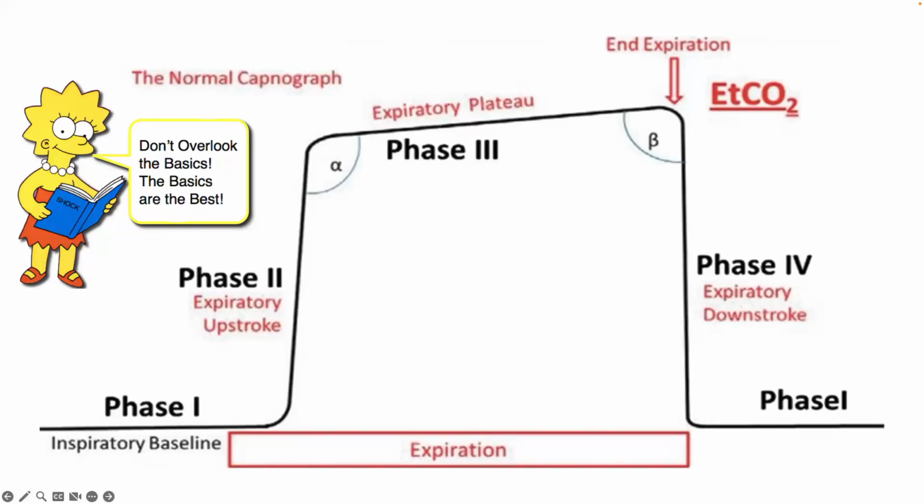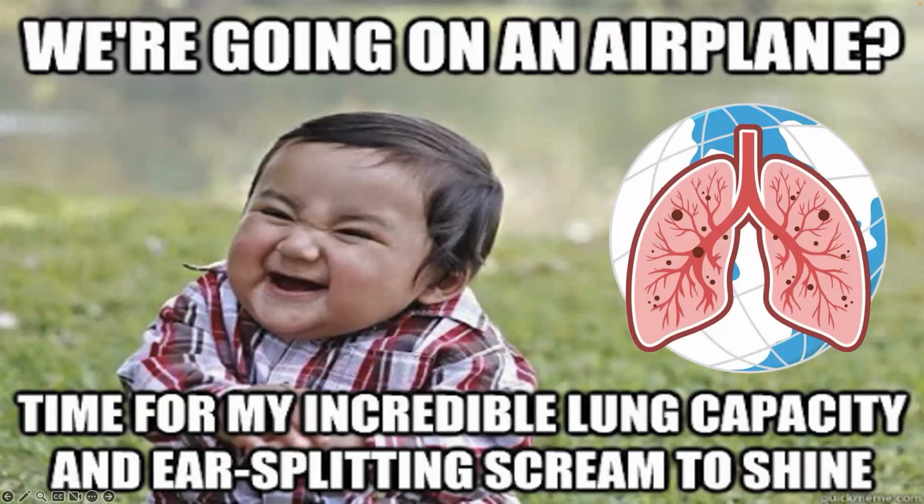And again, our normal end-tidal CO2 is 35 to 45. Good. And we'll go from there. So phase 1 is inspiratory. Phase 2 is you start breathing, and then it goes across. Okay. Questions? Anything in anatomy?